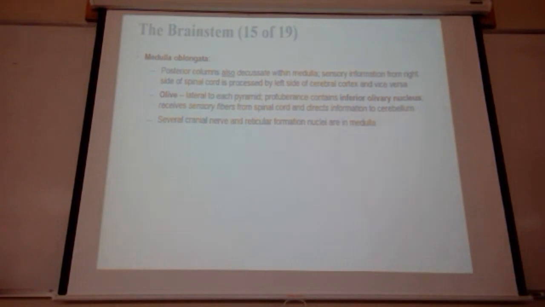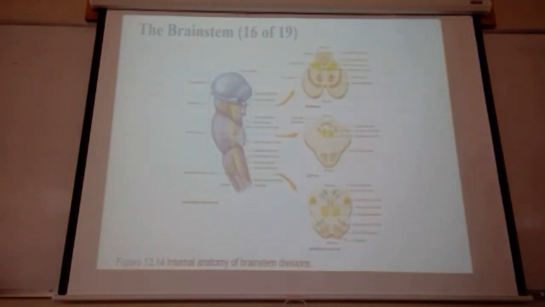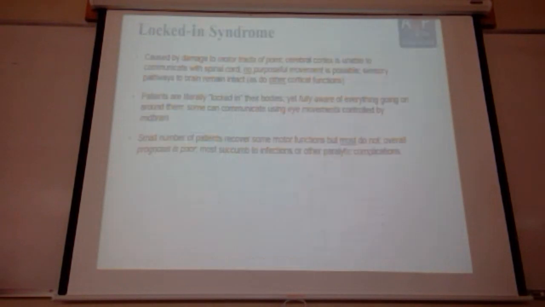It's a protuberance that contains the inferior olivary nuclei. These receive sensory fibers from the spinal cord and direct information to the cerebellum. Several of the cranial nerves and the reticular formation nuclei are in the medulla. We will talk about the cranial nerves a little bit later. Again, here are cross sections of the brain stem showing all of those associated nuclei. There's the red nucleus, the substantia nigra, and other structures.